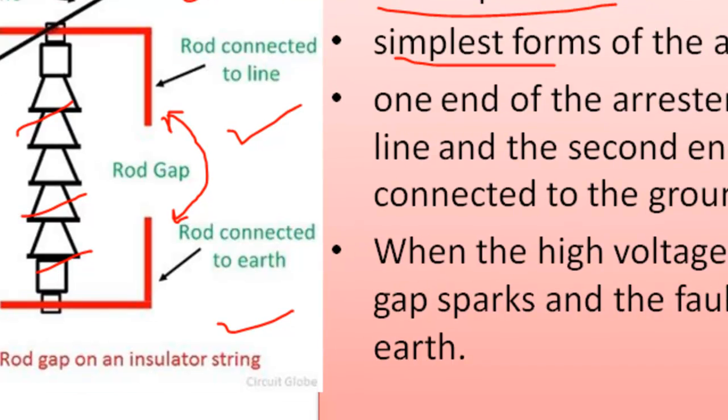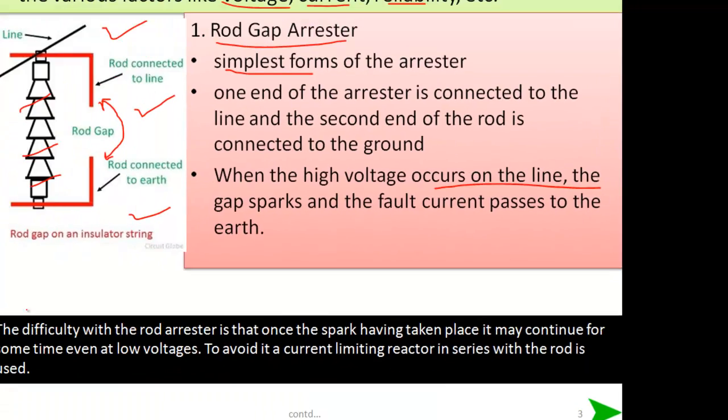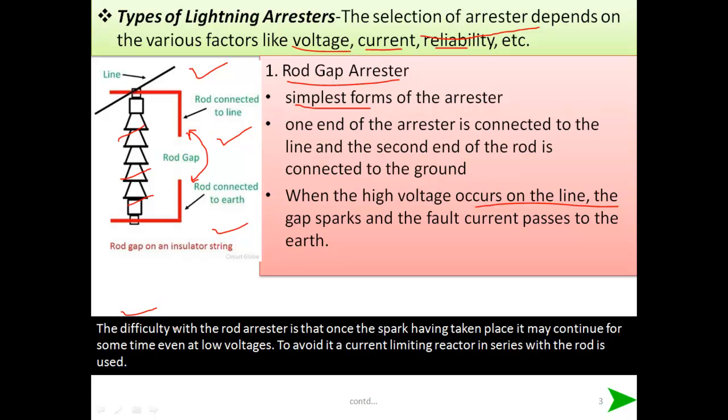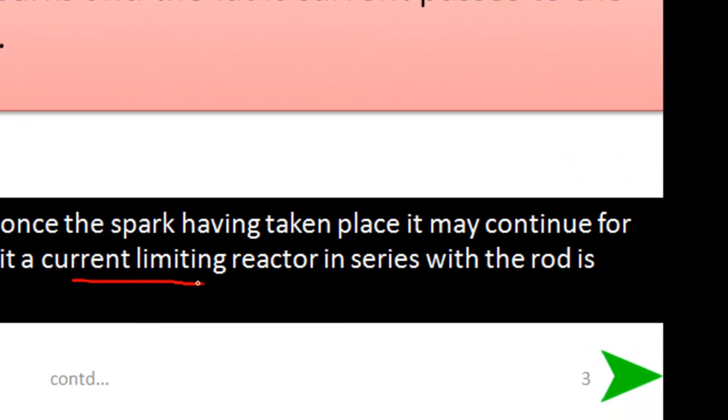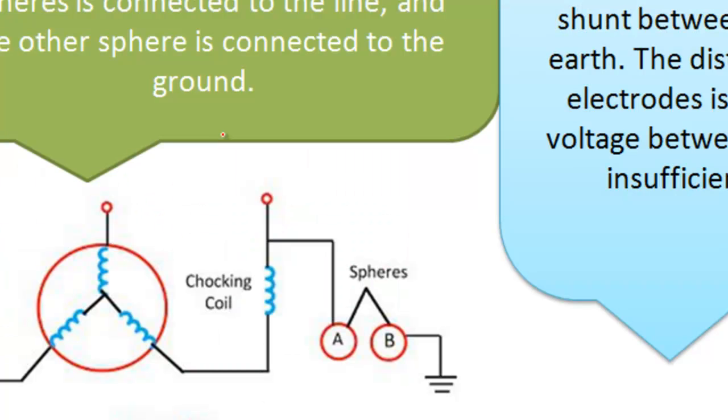When a high voltage occurs on a line, the gap sparks and fault current passes through the earth. There is one remark here. The difficulty with a rod arrester is that once the spark has taken place, it may continue for some time even at a low voltage. To avoid it, a current limiting reactor is connected in series with the rod. Here a current limiting reactor, a variable reactor, is connected with a rod.